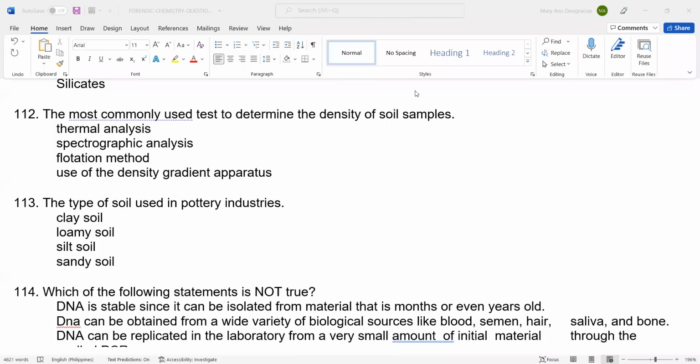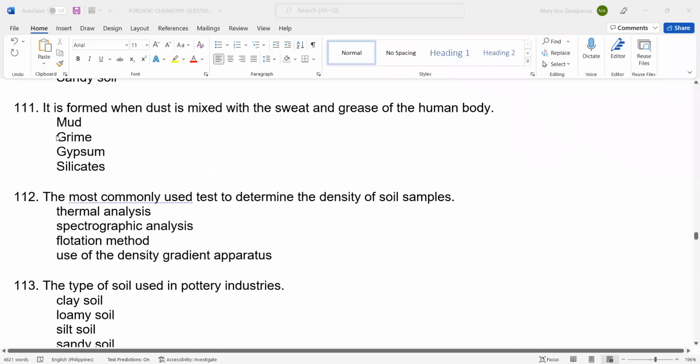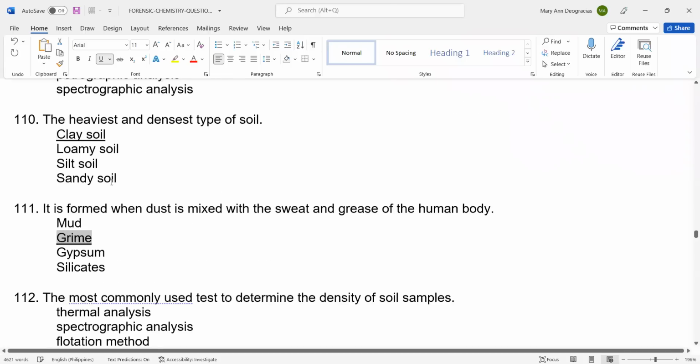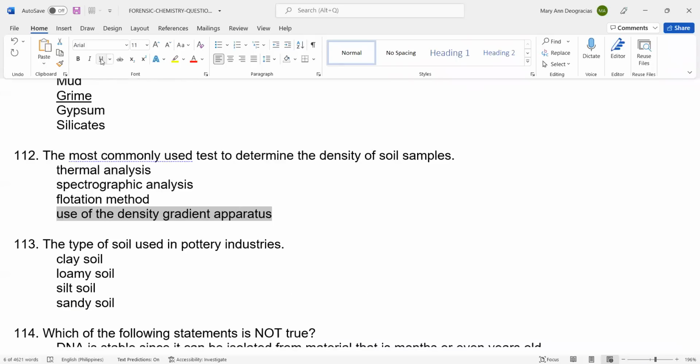Dust mixed with water ang mud, ma'am. Ah, yes. Dust mixed with water, mud. Tama. Okay. Mud to, ha? Pero kung dust mixed with sweat, ay grime. Okay. So, etong sagot dyan. Hindi ko pala in-underline. Okay. Yan. Tapos, eto, kuha nyo yun. Nandyan na yung keyword nyo, density gradient apparatus.